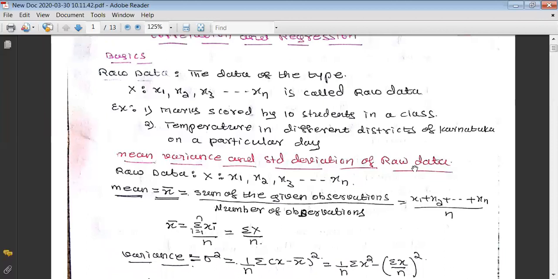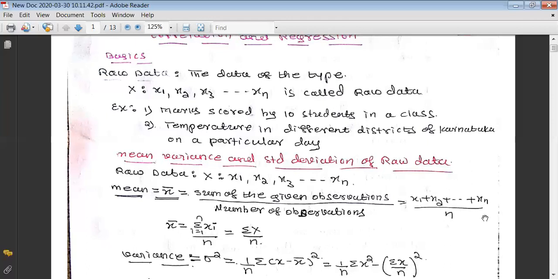With respect to raw data, we must know two important statistical measures, namely the mean and the variance, or its consequence, the standard deviation. Suppose we consider the raw data as x1, x2, and so on, xn. Then the mean of such data is denoted x bar, and it is defined as the sum of the given observations divided by the number of observations. The sum of the given observations can be written as x1 plus x2, x3, and so on up to xn, divided by the number of observations, that is n.